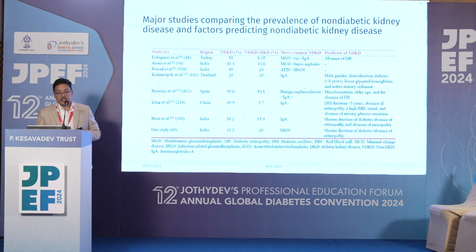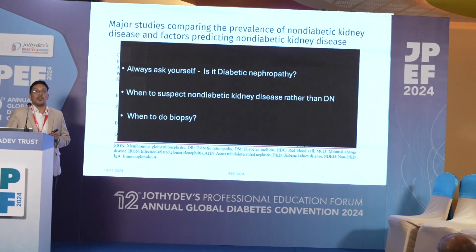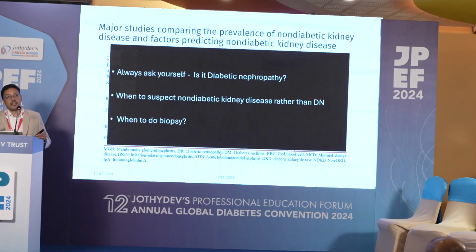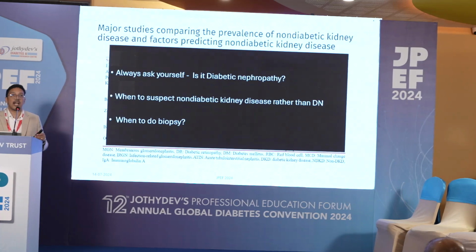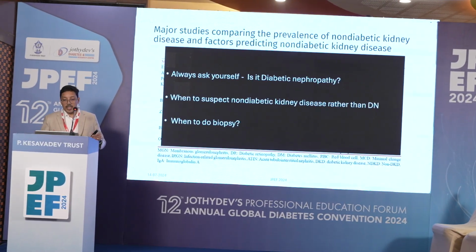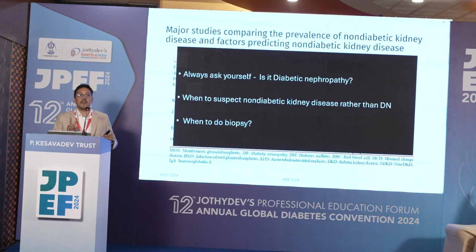We have global studies comparing the prevalence of non-diabetic kidney disease and factors predicting non-diabetic kidney disease in diabetes. If you look at the percentage prevalence of non-diabetic kidney disease across all these studies, it ranges from 18.2 to 61.4. That is a very interesting picture. So whenever you come across a diabetic patient with renal dysfunction, always ask yourself, is it diabetic nephropathy? When to suspect non-diabetic kidney disease rather than DN, and when to do a biopsy.